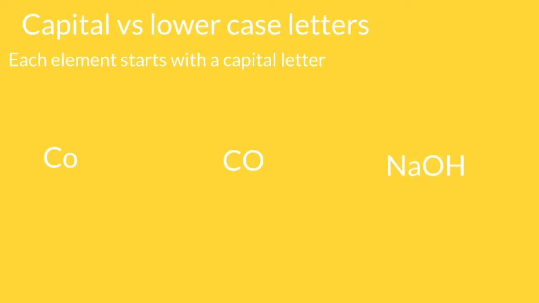So here's another example where we have Na, which is sodium, O, which is oxygen, and H, which is hydrogen. But we can see each element present by the capital letter. So each time you see a capital letter, you know that that is going to be a new element.